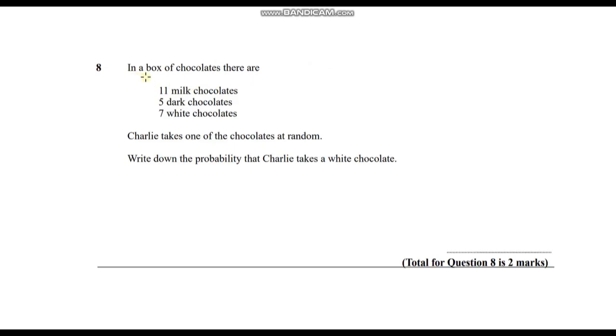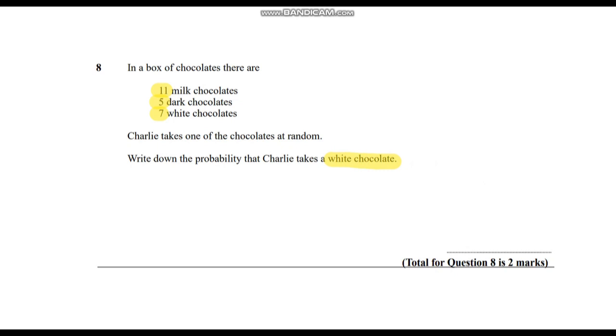Question 8. In a box of chocolates, there are 11 milk chocolates, 5 dark chocolates and 7 white chocolates. Charlie takes one of the chocolates at random. Write down the probability that Charlie takes a white chocolate.